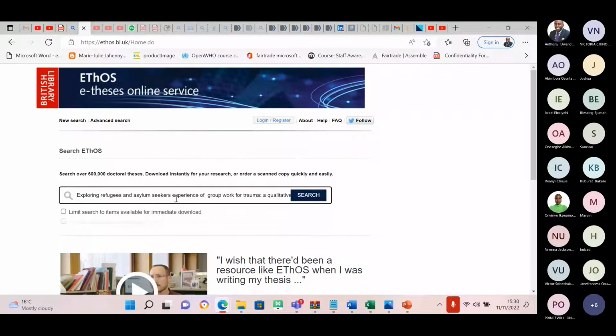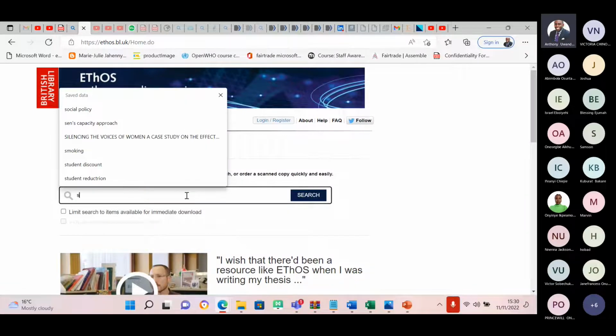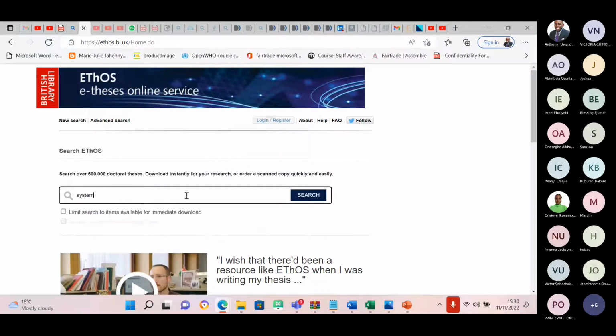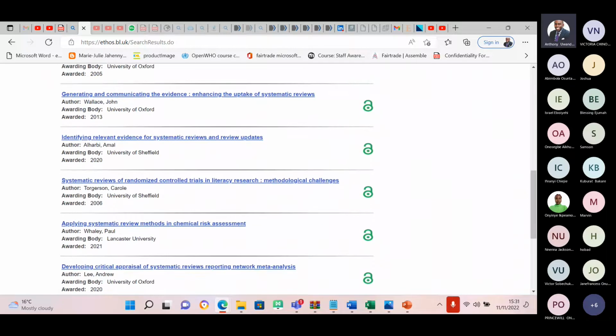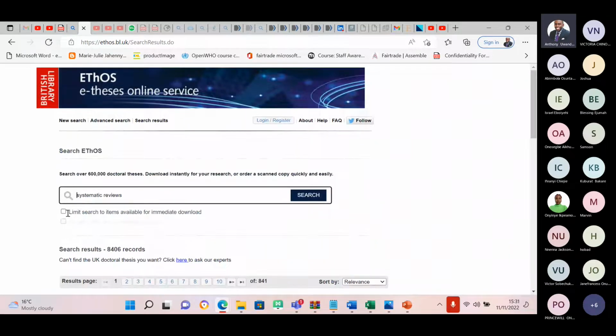I'm going to search for whatever topic I want. But majorly what I'm studying is systematic reviews. So you can just type systematic reviews, and then add in your topic. Assuming I'm just trying to understand the ways of systematic review, just search it like this. I'll see various systematic reviews. And then I'm going to select this icon that says limit search to items that are available, because there are ones that are not available.